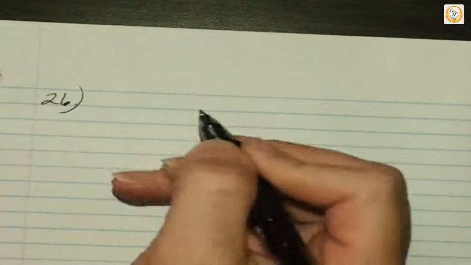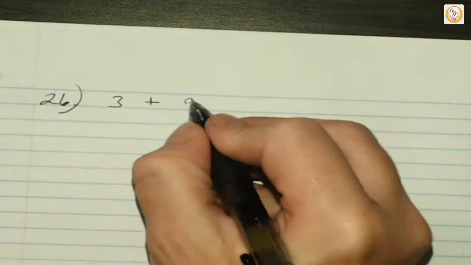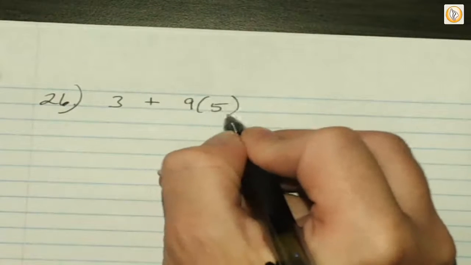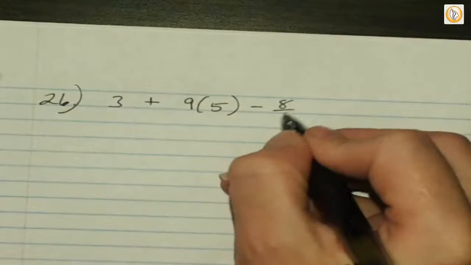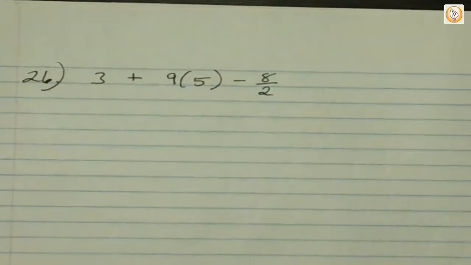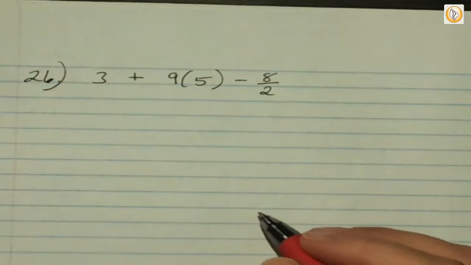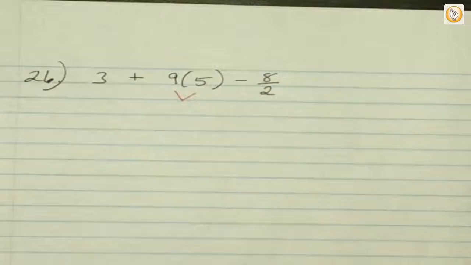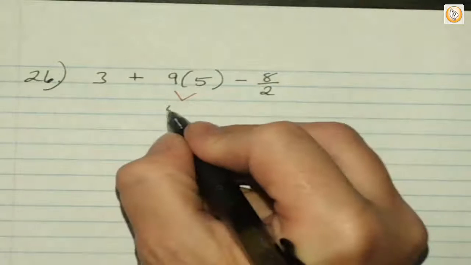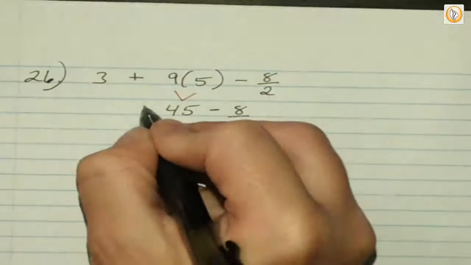26. I'm pushing the limits. Natalia, you want to try it? 3 plus 9 times 5 minus 8 over 2. All right, Natalia. What do we do first? First, you're going to multiply. Okay. 9 times 5 is what? 45. And I'm rewriting my problem.